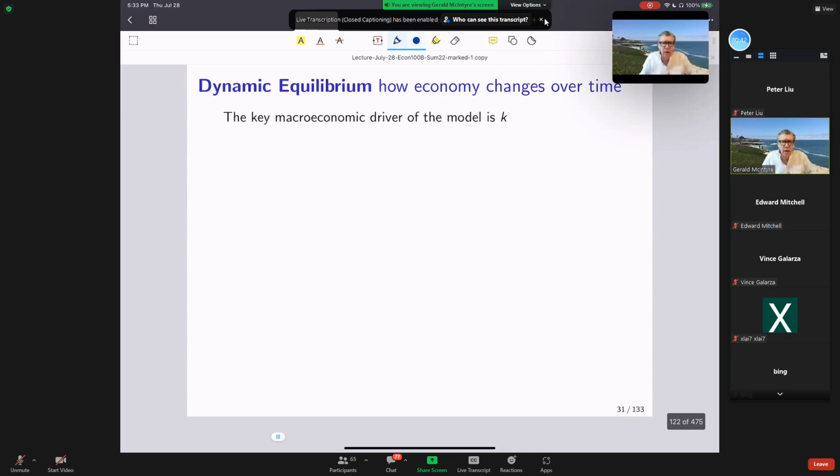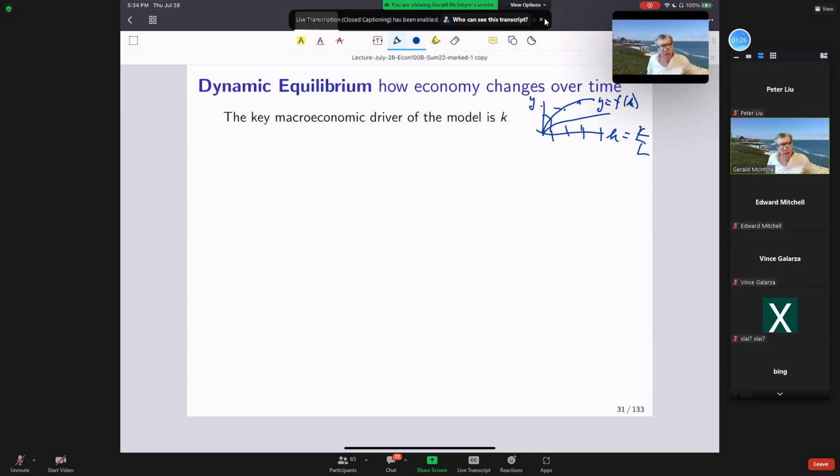In the Solow model, the key macroeconomic driver of the entire model is small k. That's what we graphed with our function: small k was here, small y was here, and we had this shape. The changes in small k, capital per worker, drive output per worker. That's the driver. It drives savings, because savings is the shorter function. It drives consumption, because consumption is the gap between those two. Small k drives everything. So we need to know and understand how small k evolves over time.